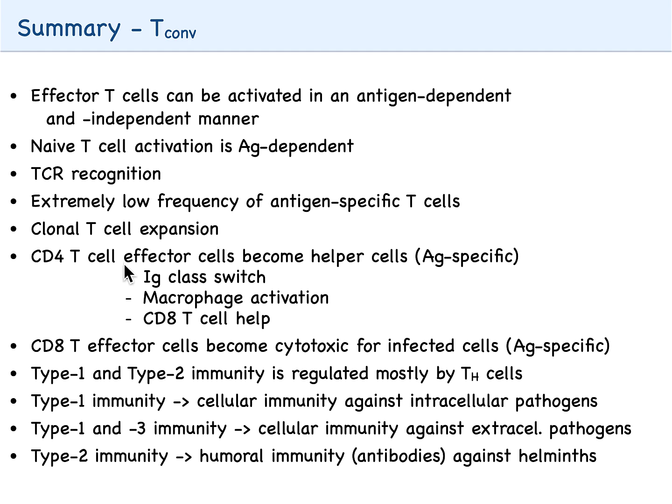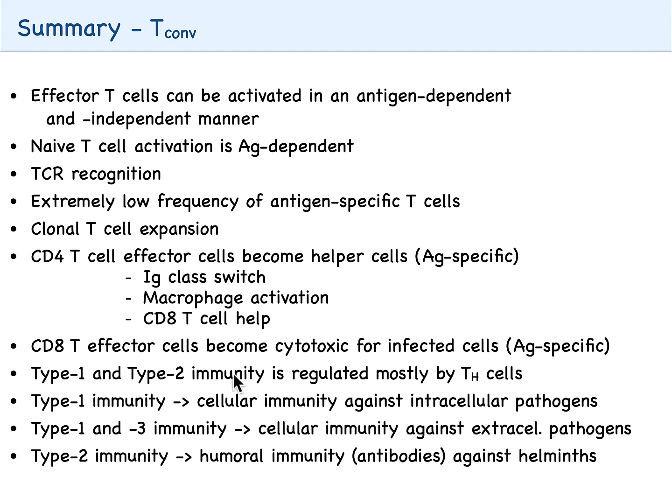The CD4 T cells become effectors and they help other cells. They do this by promoting Ig class switch from IgM to IgG. They promote macrophage activation either into a pro-inflammatory phenotype, remember activated ROS, NOS production, or into a tissue repair phenotype. They also help CD8 T cells to become stronger cytotoxic T cells, which become cytotoxic, as the name indicates, for infected cells. So they kill infected cells.